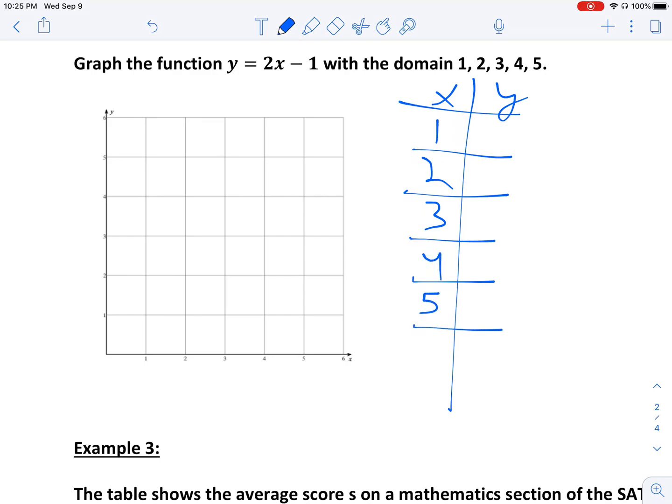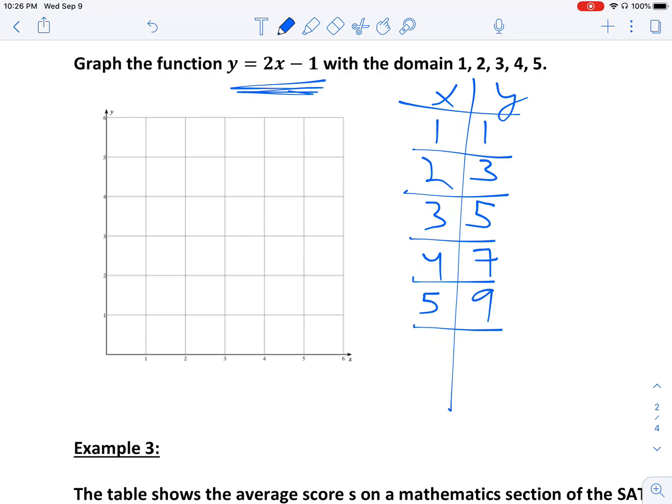All right, now let's apply the rule of the function to my domain. So if I plug 1 into this equation, 2 times 1 is 2, minus 1 is 1. If I plug 2 into here, 2 times 2 is 4. 4 minus 1 is 3. If I plug 3 in, 2 times 3 is 6, minus 1 is 5. If I plug 4 into here, 2 times 4 is 8, minus 1 is 7. Then plug 5 into there. 2 times 5 is 10, minus 1 is 9.